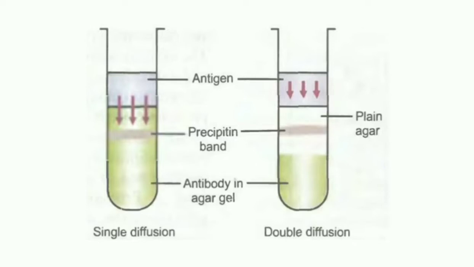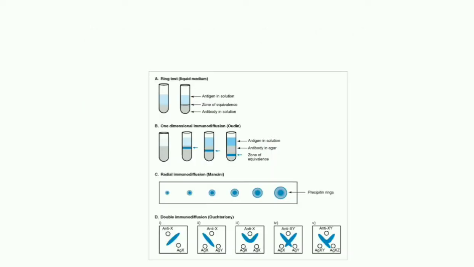Now we will discuss the third one, that is single diffusion in two dimensions. Up to this we have dealt with a test tube and agar. Now on a flat surface you will take this antibody incorporated in agar gel. On the flat surface, you punch a hole or a well. In that well you will add antigen.